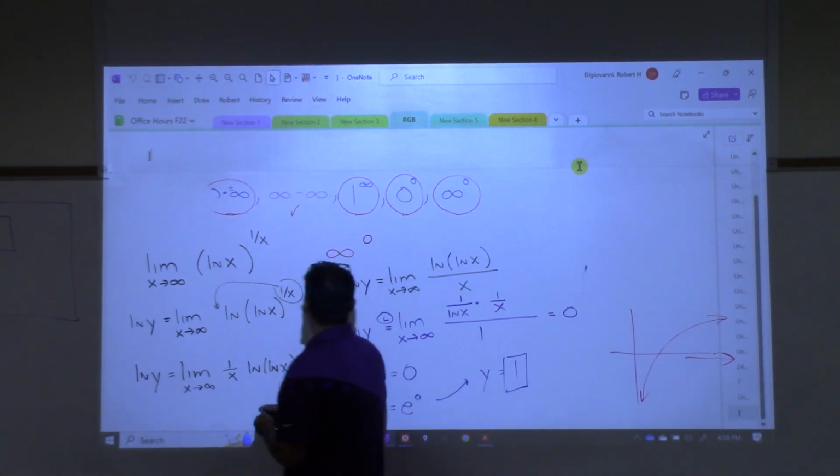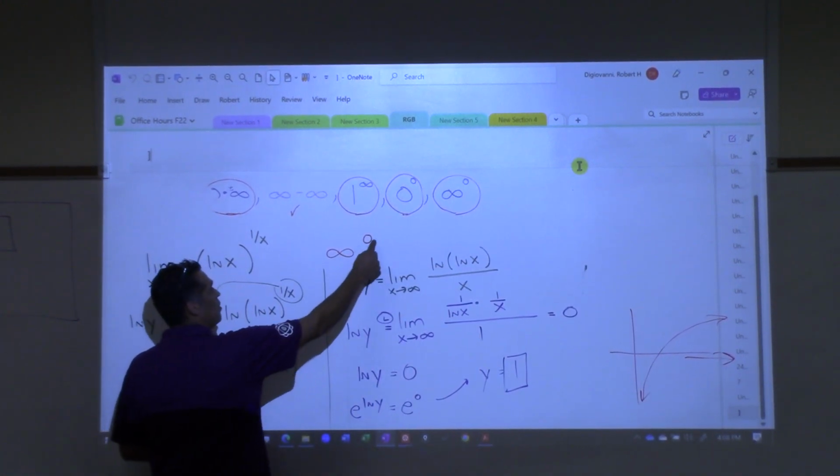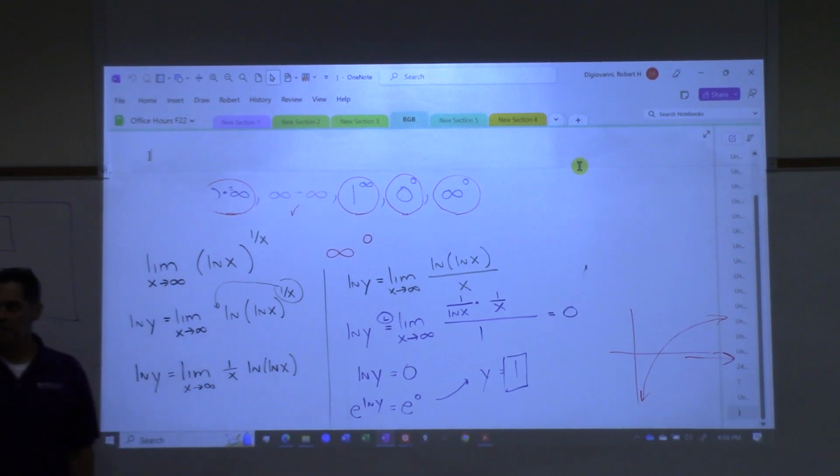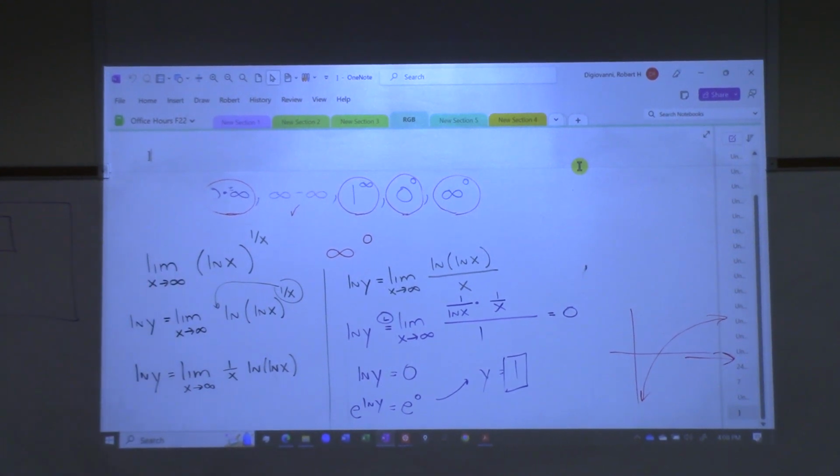So who won this one? This one wanted to get real big. This one wanted to turn it into a 1. The exponent 1 in this case. Will it always win? No. It depends on the function.